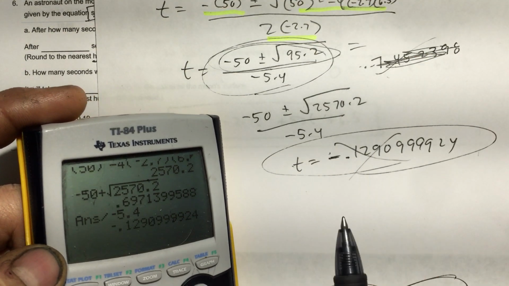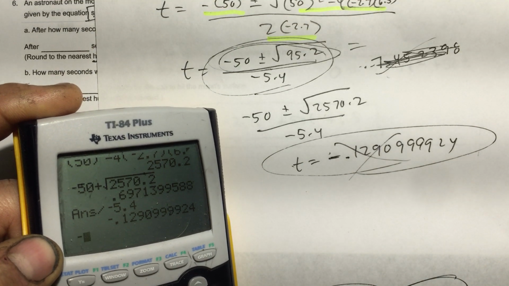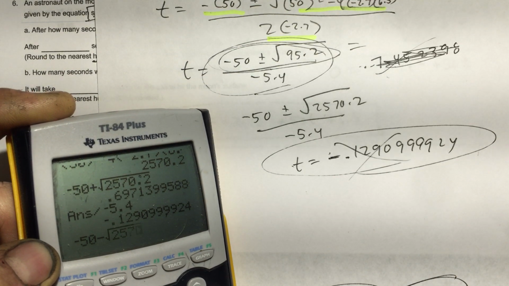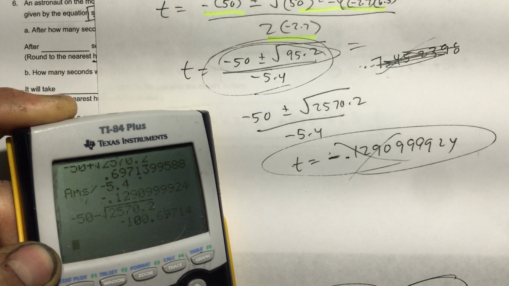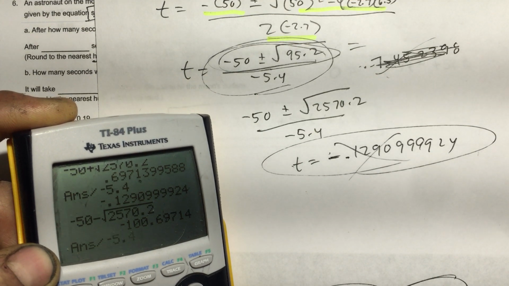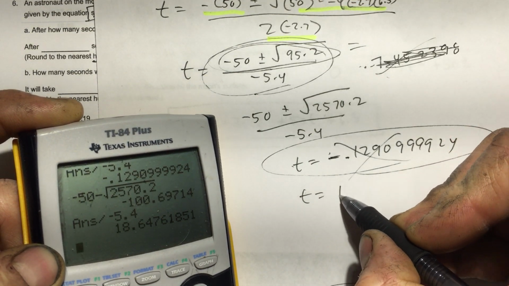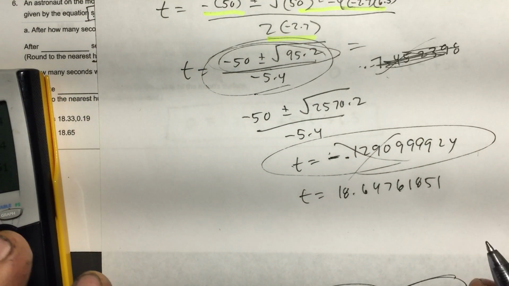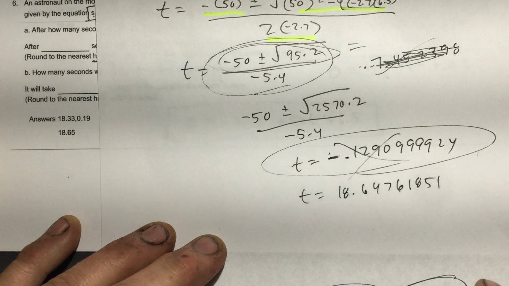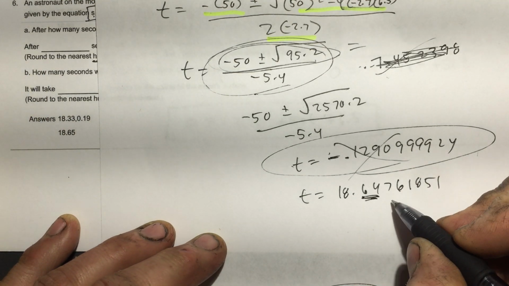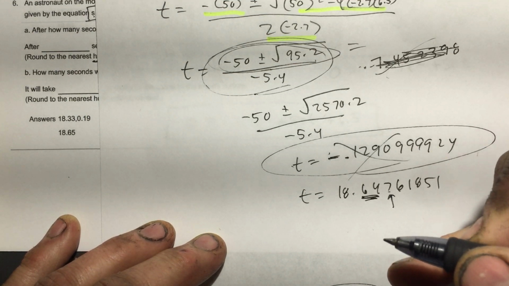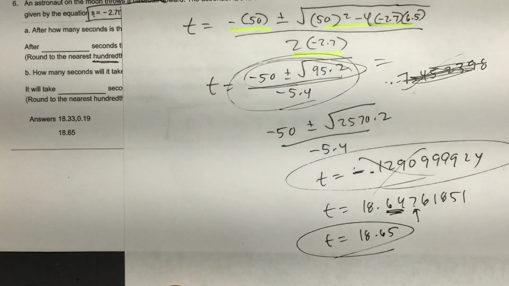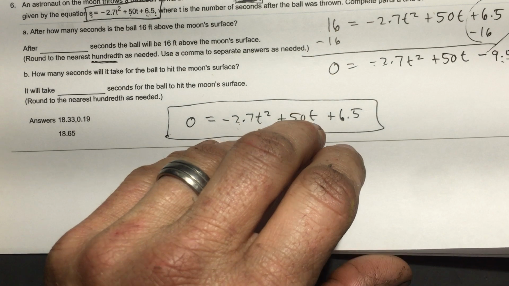All right, so now we do the minus one, which here should be my answer. So negative 50 minus the radical 2570.2, hit equals, and then you divide by negative 5.4. And there you go, t equals 18.64761851. And we're going to round this to 2 places. So we're going to keep these 2 right here, which means, look at this one. Does the 7 make the 4 go up or stay? It goes up. So 18.65. And there's my answer right there.